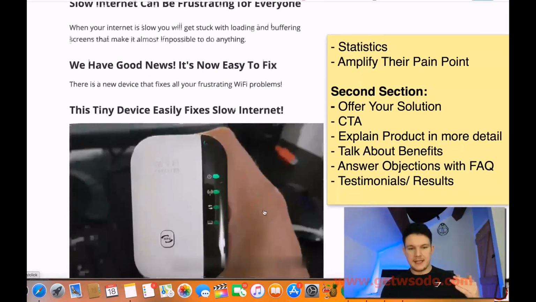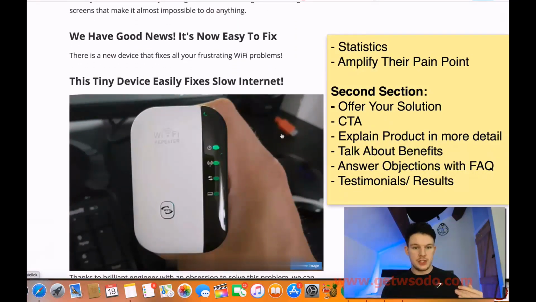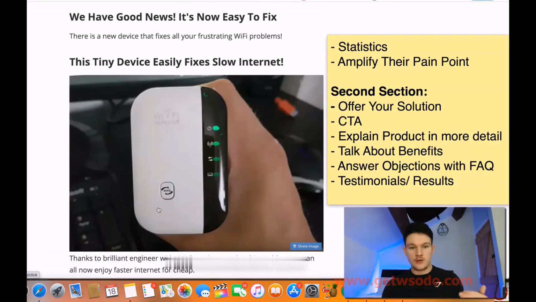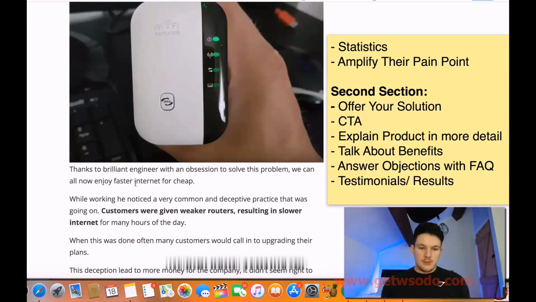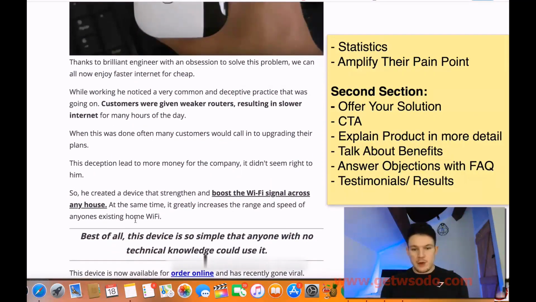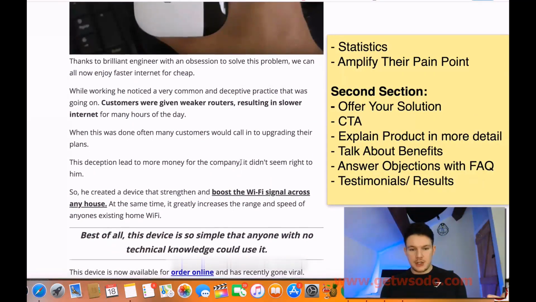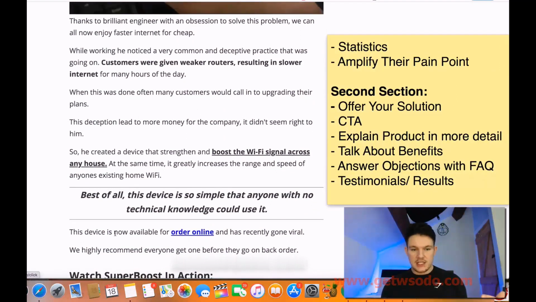And then we basically go into throwing in an image of what the solution is. So this is where you could show your product, all the results of your product, if it's maybe not an e-commerce product. And then this is where we could start to go into more detail about what the product is, and we would also start offering a call to action. So here you can see it says this device is now available for order online and has recently gone viral. So we're giving them an option to click on this, which will lead through to the offer page. And throughout this article now, there's going to be lots more calls to action to get them to click and get over to the offer page.